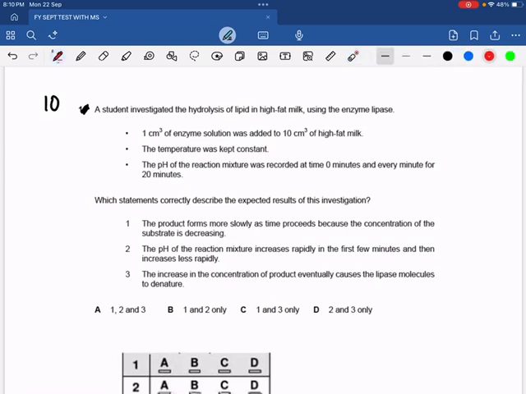This is the answer, which is 1 and 3. This is correct and this is also correct. But pH does not increase at all.